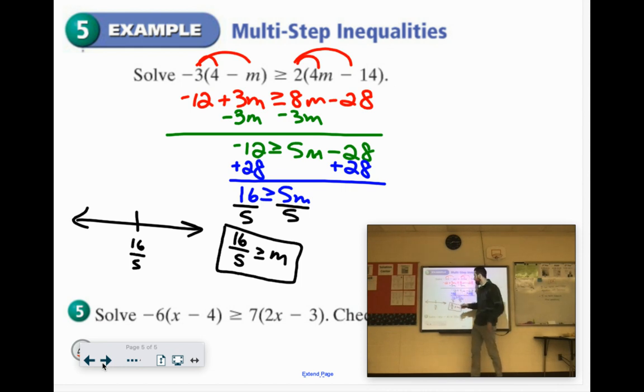Now it's going to be a closed dot here, and our letter is not first, our variable. So it's pointing to the right, so we're actually going to shade to the left, because if this was rewritten, that would say m is less than or equal to 16/5.